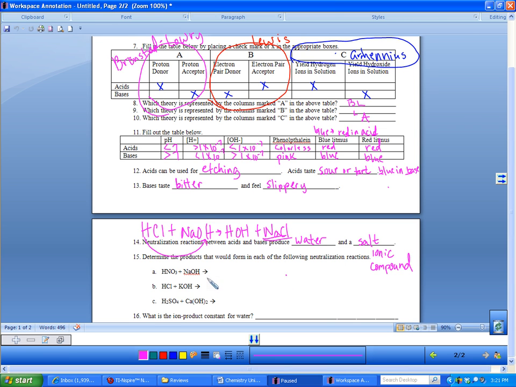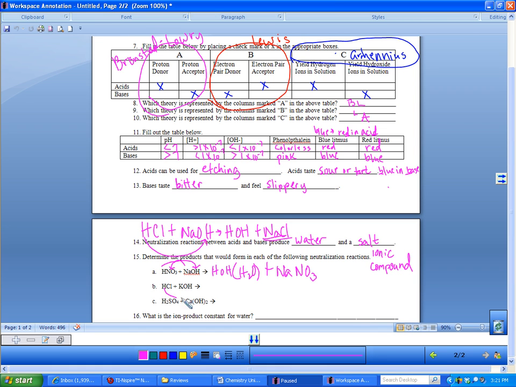Here's an opportunity to do the same thing here. This H will pair up with the OH, so I'll have my HOH or my water, however you want to write it, H2O, same thing. And then this positive sodium will hook up with a negative nitrate ion, and I'll get sodium nitrate, NaNO3.